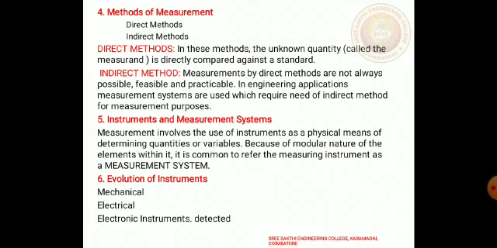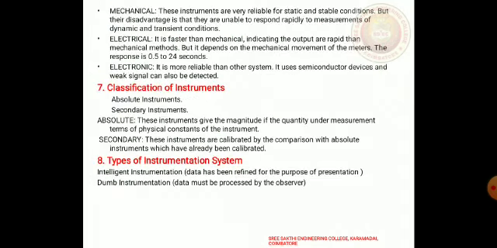Evaluations of instruments. There are three evaluations of instruments: mechanical, electrical and electronic. Mechanical instruments are very reliable for static and stable conditions. Electrical instruments are faster than the mechanical; they respond in 0.5 to 24 seconds. And the last is the electronic instrument. It is more reliable when compared to other systems like mechanical and electrical. It uses semiconductor devices and weak signals.